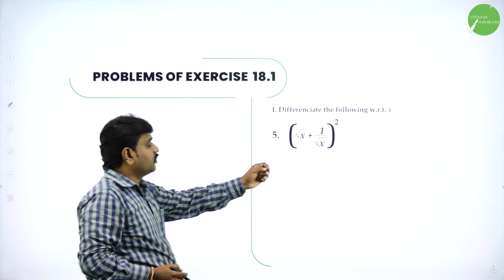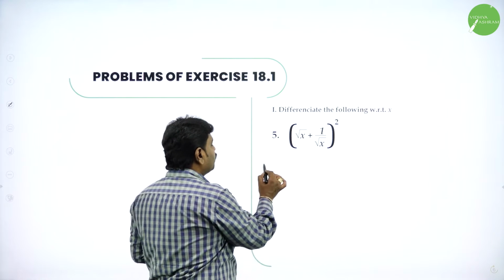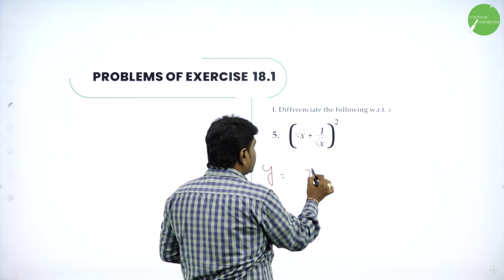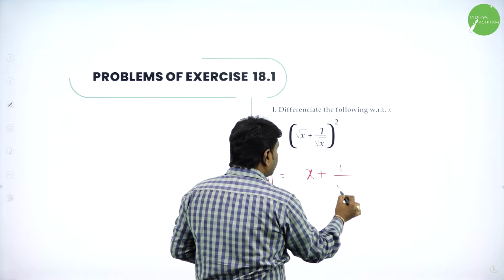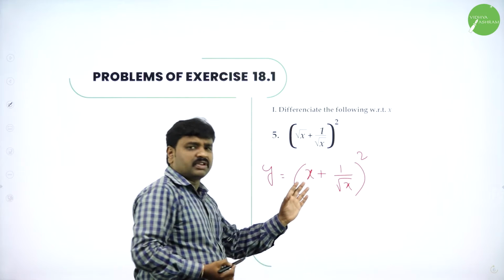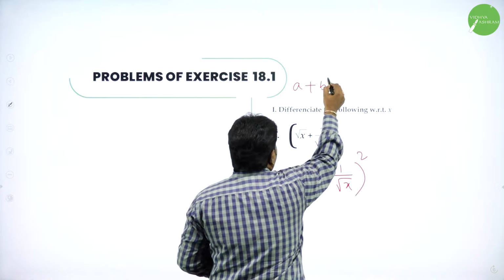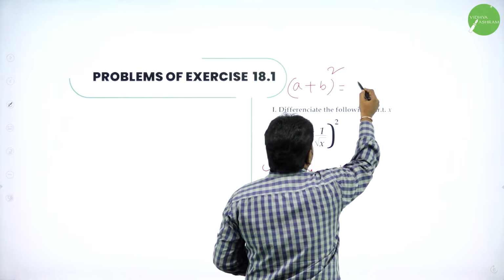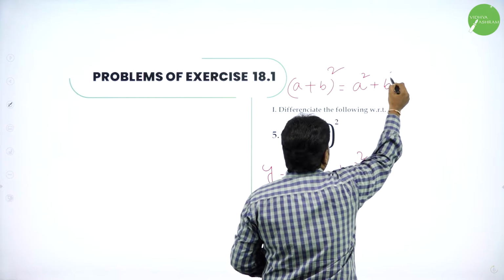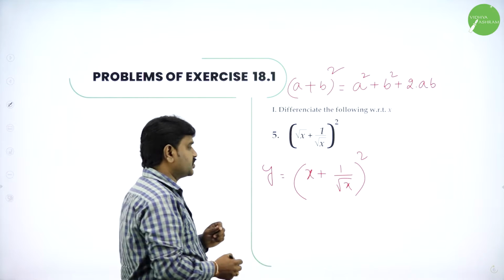Now fifth one, y is equal to root x plus 1 by root x whole square. So given problem, I will take it as y is equal to root x plus 1 by root x whole square. So now before you differentiate, simplify this, apply a plus b the whole square. All of you know what is a plus b the whole square? A square plus b square plus 2ab. So use this formula, simplify, then differentiate.